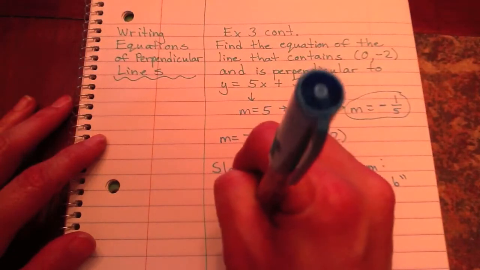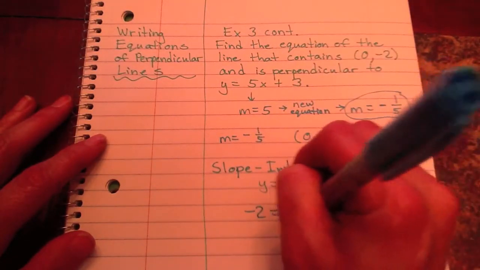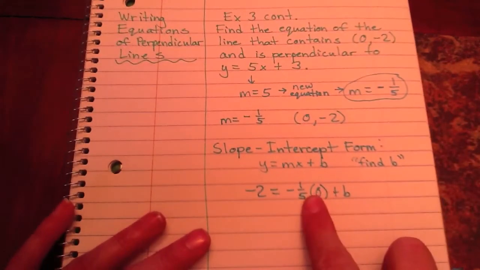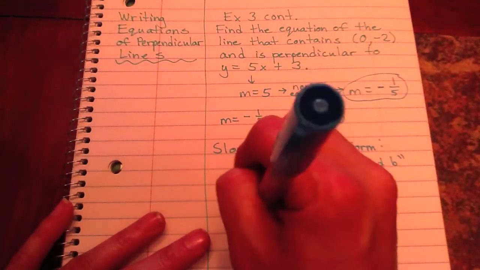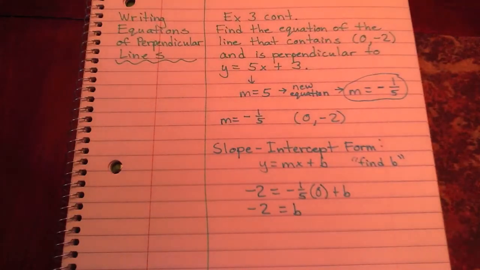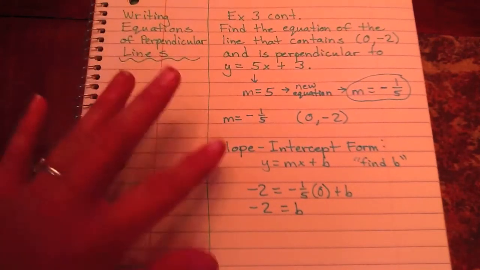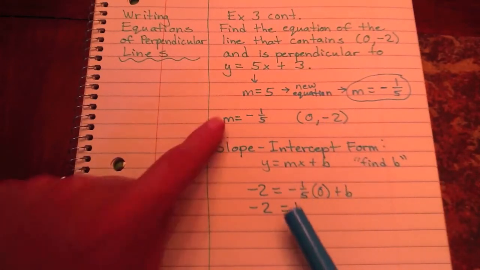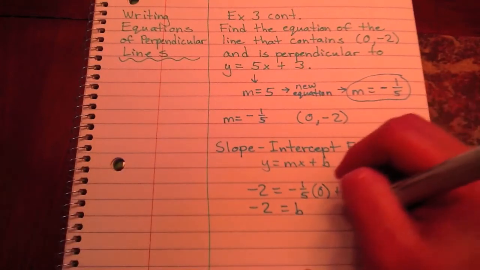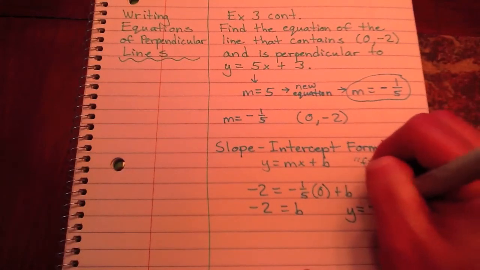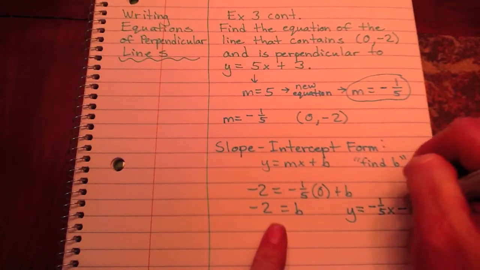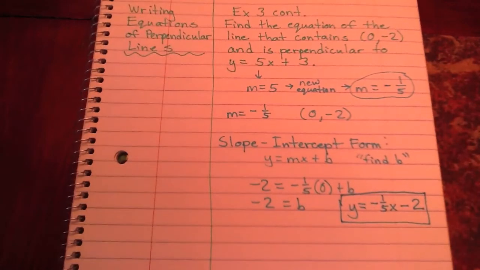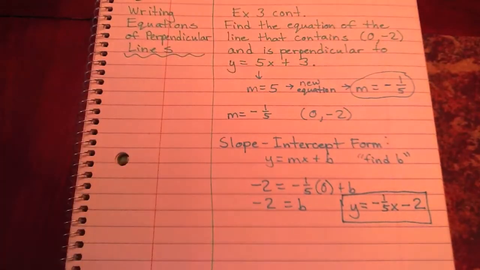Negative 2 equals m, which is negative 1/5, times x, which is 0, plus b. This one was really easy because 0 times negative 1/5 is 0. So negative 2 equals b. And then I write my new equation. They asked for an equation. They didn't ask for b. And remember, equations always leave out the x and the y. So it's m and b. Y equals negative 1/5 x minus 2. And that is my equation that's perpendicular to this line and contains that point.